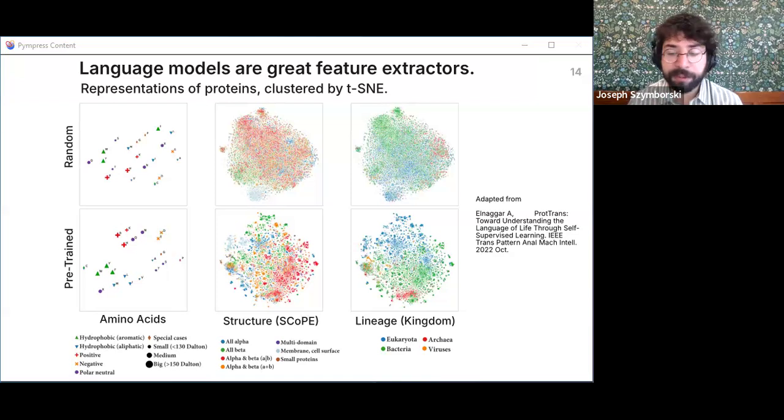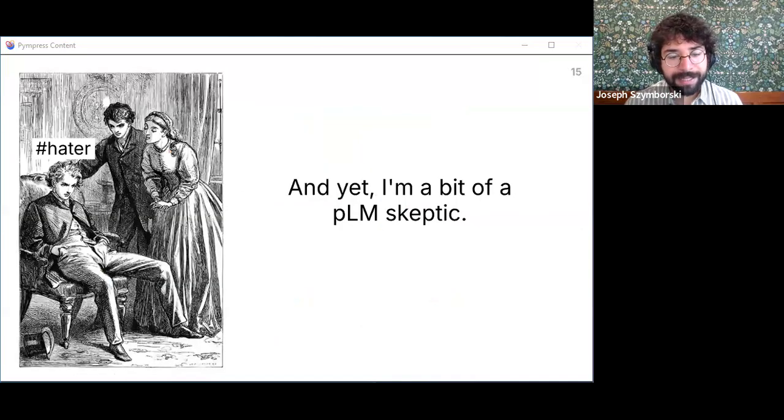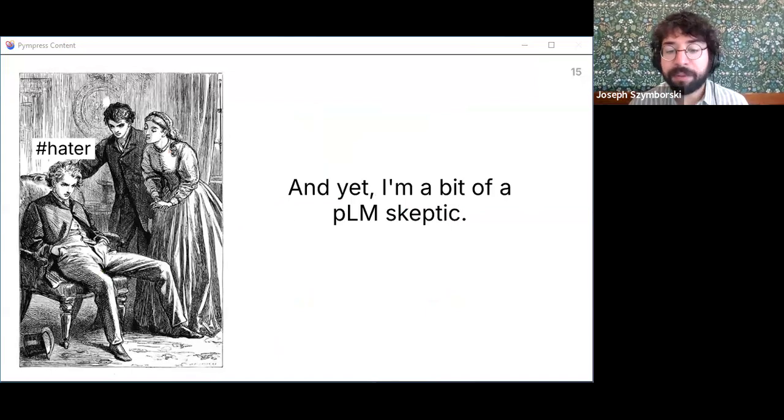This is a figure that perhaps people have seen. But this is done at the amino acid level, but also at the structural and the lineage level, like I mentioned. So a very rich representation for these proteins. And despite all this, I still find myself a bit cautious. I'm a bit reluctant to adopt pre-trained pLMs wholesale.